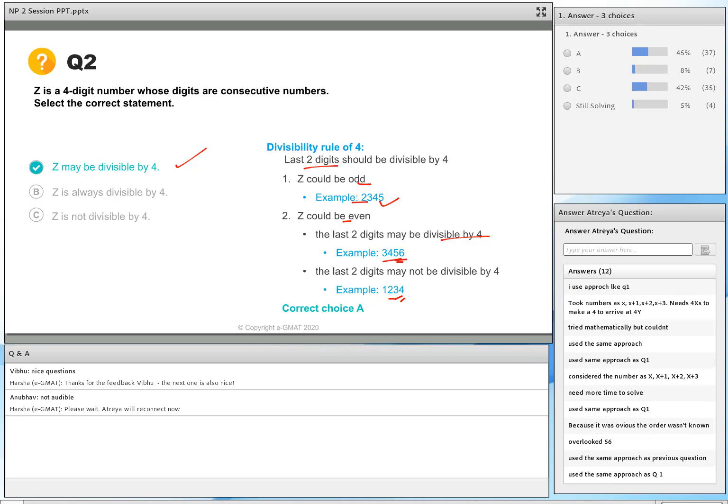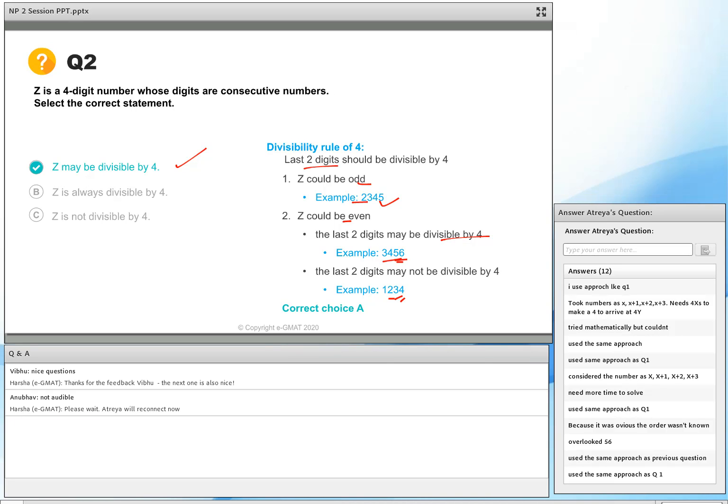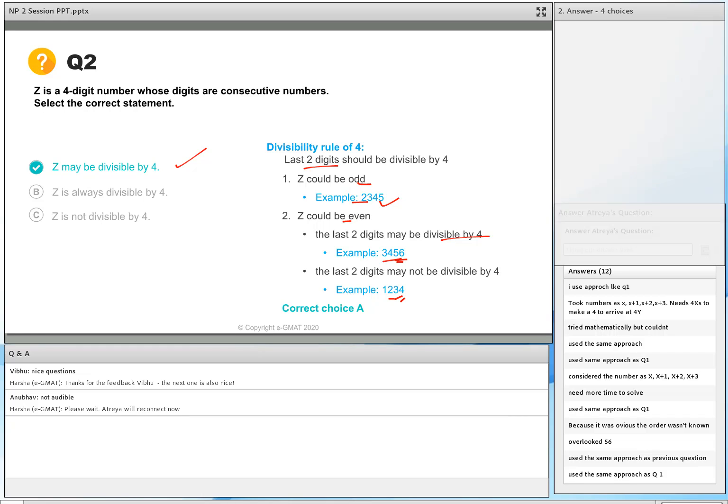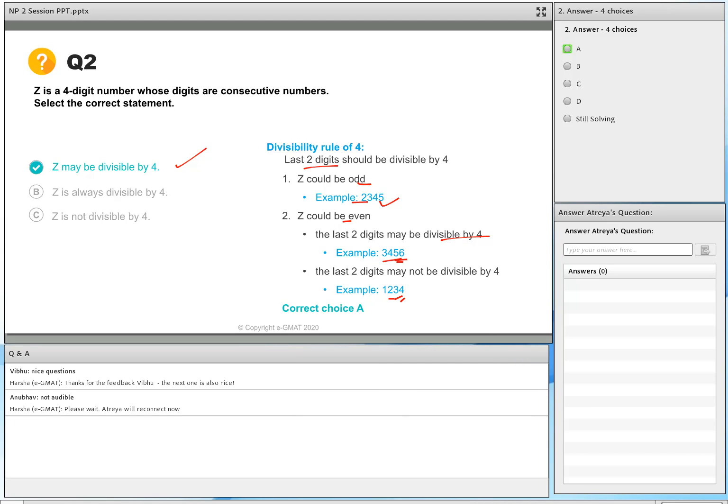Question number 3. I'm going to bring in the poll. Just give me one moment over here. Very quickly clear all the answers, reopen the poll, hide this poll, and bring out my new poll. Okay, the poll is live. Please mark as still solving. Let's get 60 people to mark still solving, and then let's move to question number 3.